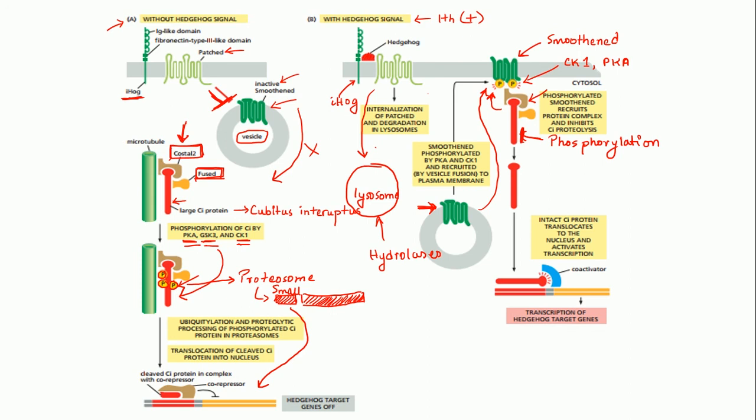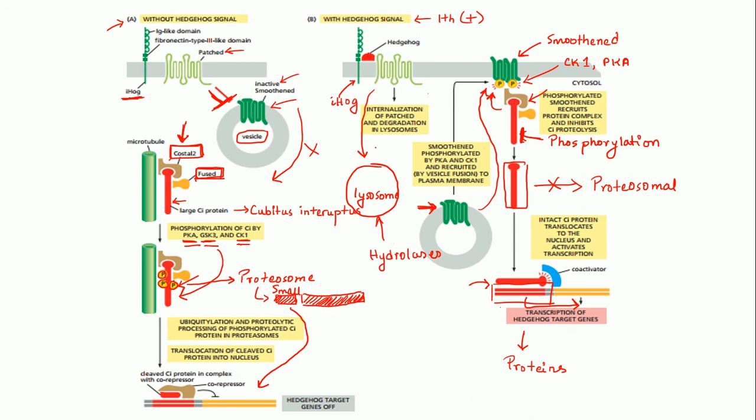Now, as this is freed from the complex, this can no longer go into the proteasomal lysis. So now this can do its function. That's what it does. It moves into the nucleus, and it acts as an activator for the genes that were supposed to be transcribed when the hedgehog signal is present. It binds to the promoters of those set of genes and activates those genes. And those genes are transcribed and formed into functional proteins, which can do their functions in the development.